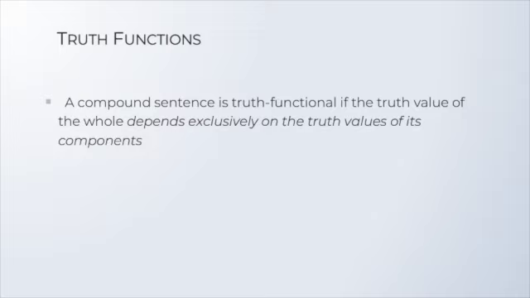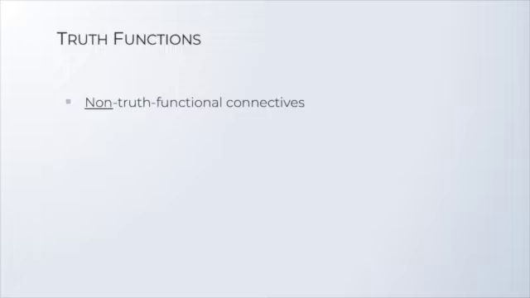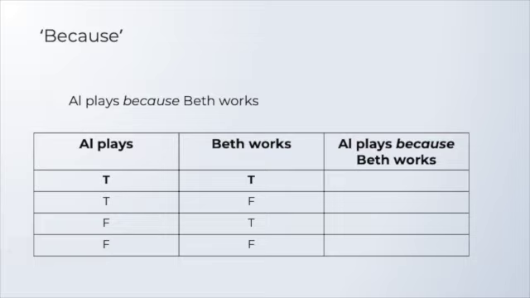Another way of getting clear on the notion of truth functional connectives is by comparing them with connectives that are not truth functional. We saw that the English connectives and and or can be represented in our system as truth functional connectives, at least in some of their most common uses. However, there are English connectives that cannot be seen as truth functional. One example is because. Suppose we have the sentence, Al plays because Beth works. Even if we know that Al plays is true, and also that Beth works is true, just on the basis of that information, we can't determine whether the sentence Al plays because Beth works is also true.